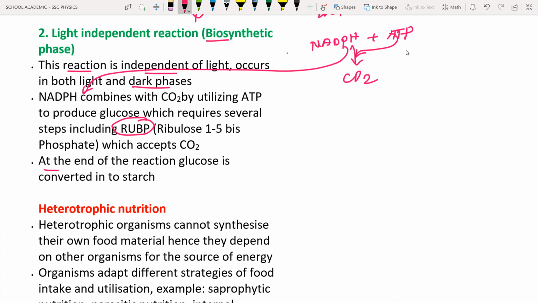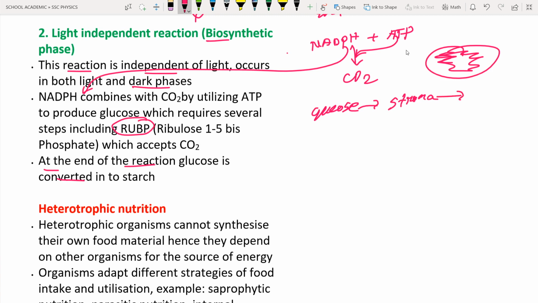At the end of this reaction, the glucose is converted into starch. How is the glucose converted into starch? The glucose molecule is produced by these two processes, and this glucose will be released into the stroma. What is stroma? The colorless fluid in the chloroplast, around the grana and thylakoid membranes, is known as stroma. The stroma has a number of enzymes, and these enzymes convert the glucose molecules into starch.